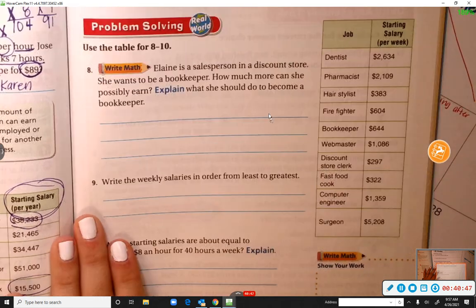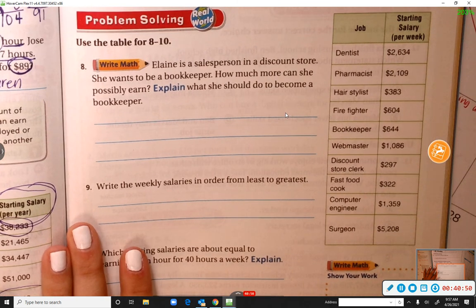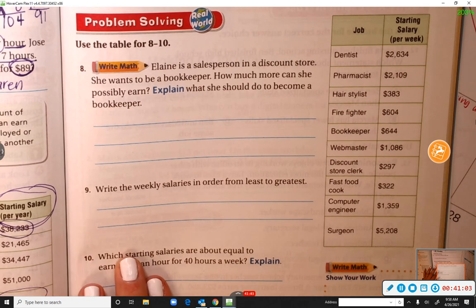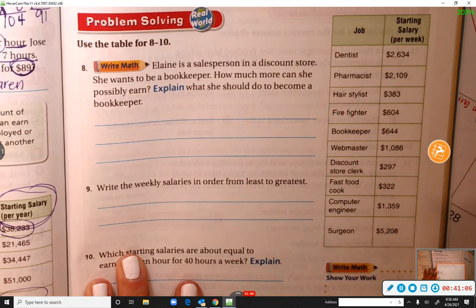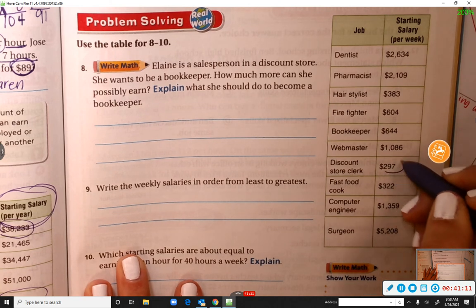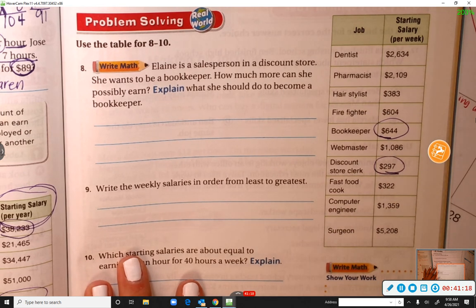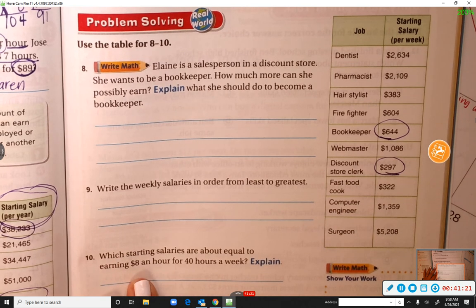Okay, number 8. Elaine is a salesperson in a discount store. She wants to be a bookkeeper. How much more can she possibly earn? Explain what she should do to become a bookkeeper. Okay, so right now she is a salesperson at the discount store right here. She wants to become a bookkeeper. How much more can she possibly earn? Explain what she should do to become a bookkeeper.